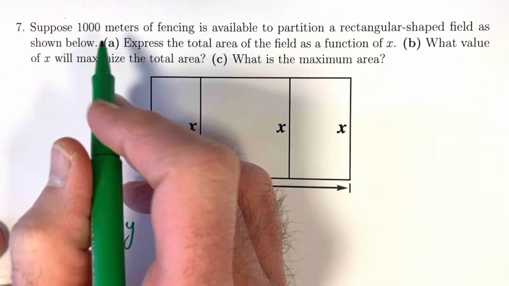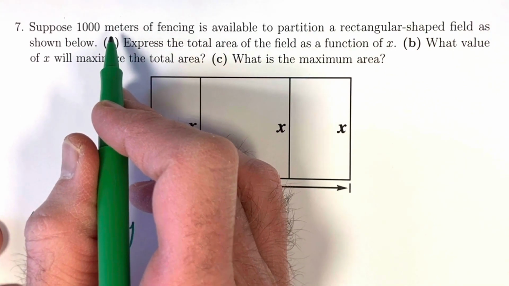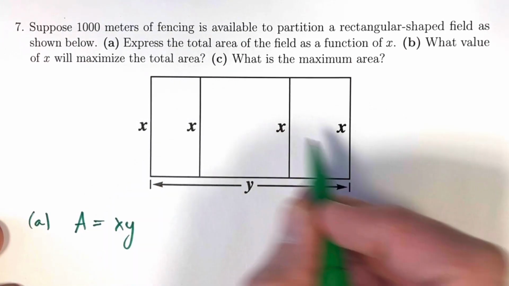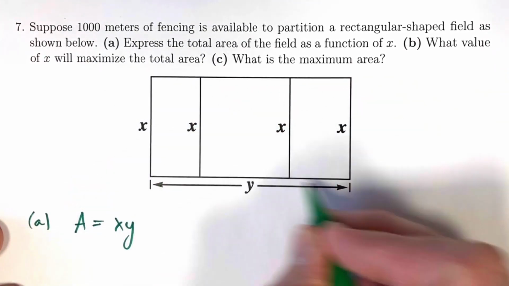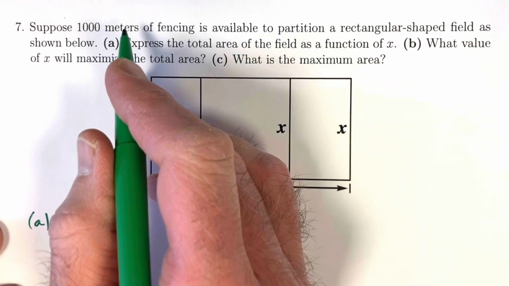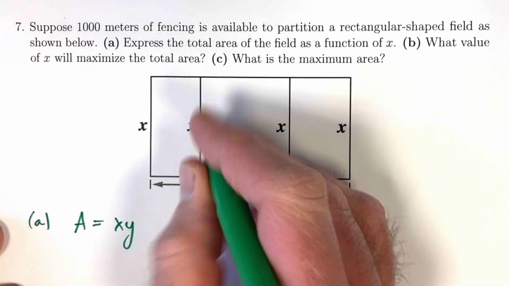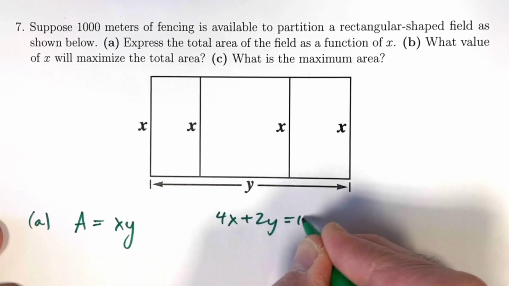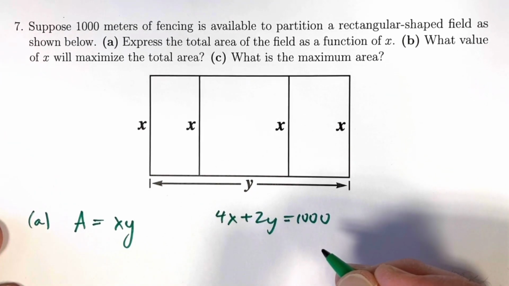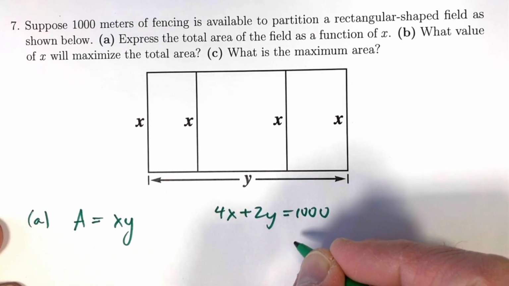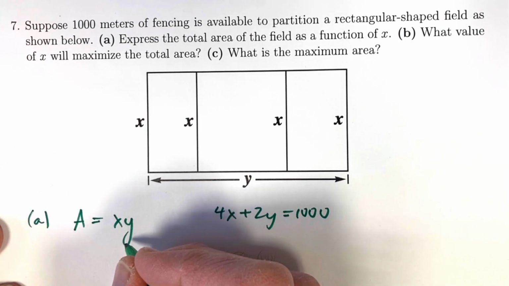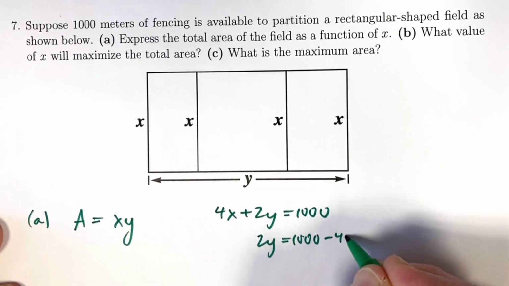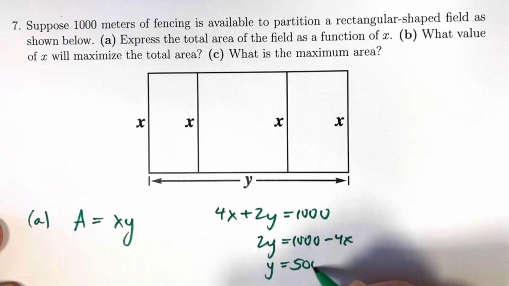You can use the fact that you've got a limited amount of fencing. That's called a constraint. The total amount of fencing is 1,000. 4x for these 4 lines plus 2y for these 2 lines has to equal 1,000. The perimeter, including the ones in the middle, is 4x plus 2y. That's got to equal 1,000. I can solve that equation for y in terms of x and then plug it back into here to get a plain old function of x. 2y will be 1,000 minus 4x, and that means y will be 500 minus 2x.